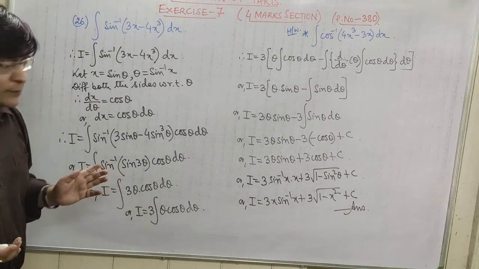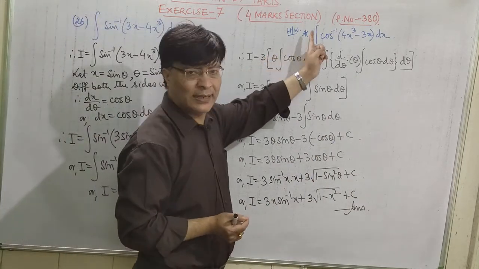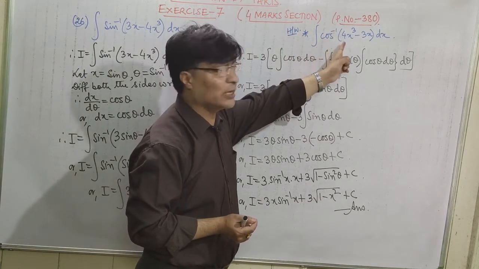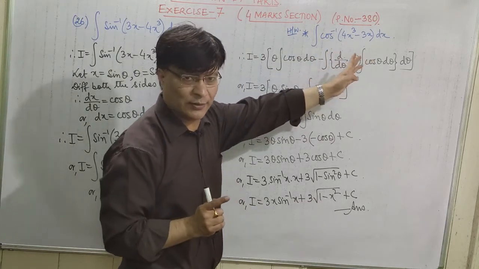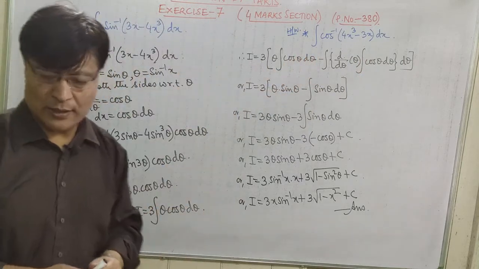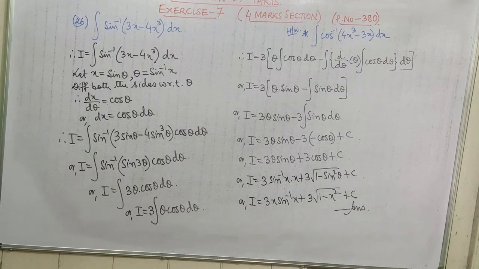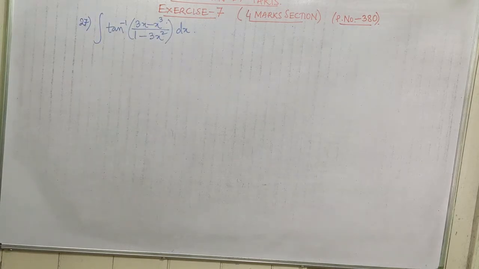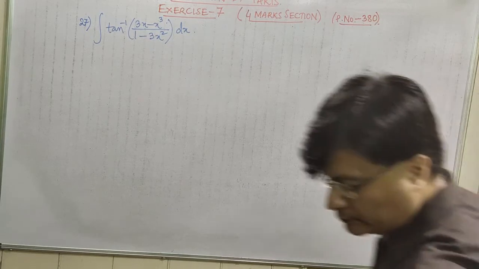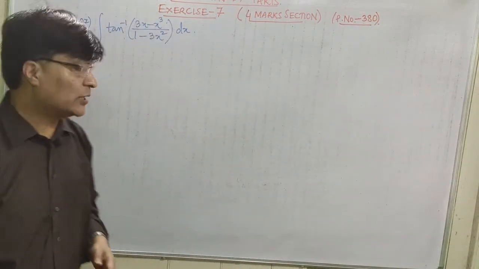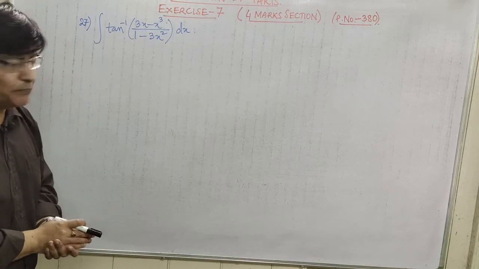So this is the final answer. I think you have understood it. Similarly, you can do this at home. This is your homework. In this case, you put x is equal to cos theta. Okay, you can easily do it. So you can copy it. Now we'll do the next question, that is question number 27.